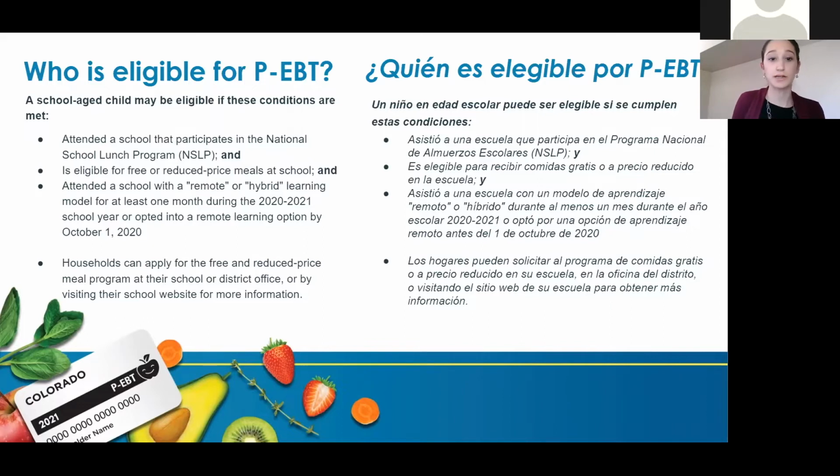Households can apply for the free and reduced price meal program at their school or district office, or by visiting some school websites for more information. One free and reduced price meal application needs to be filed with each school attended by a student in your household, but children in the same household that attend the same school can apply through a single application.